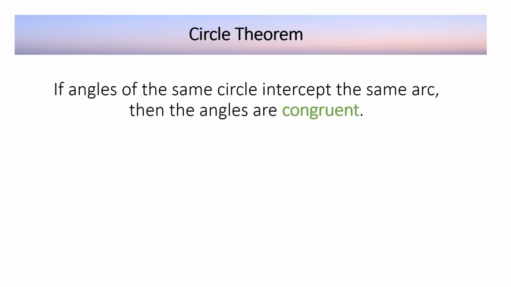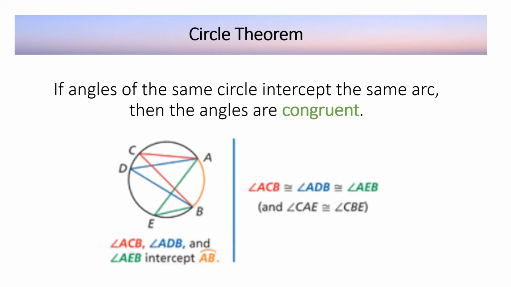If angles of the same circle intercept the same arc, then the angles are congruent. Notice that all of these angles, the red angle, the blue angle, the green angle, all intercept the same orange arc. That means all three angles are congruent.